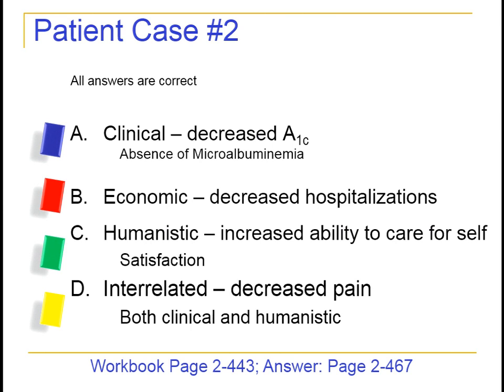Because you were asked to list, in this case, all answers are correct. So decreased A1C is a surrogate for diabetes. Increased ability to care for self is an actual humanistic outcome. And there are many interrelated outcomes, such as decreased pain.